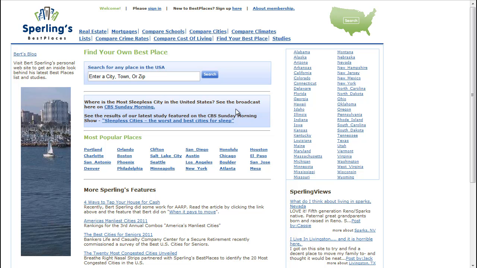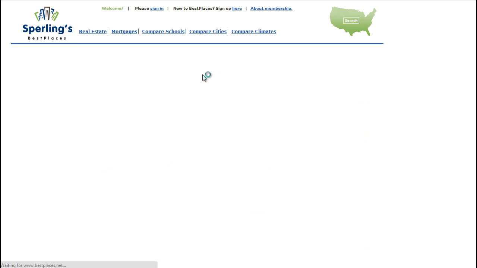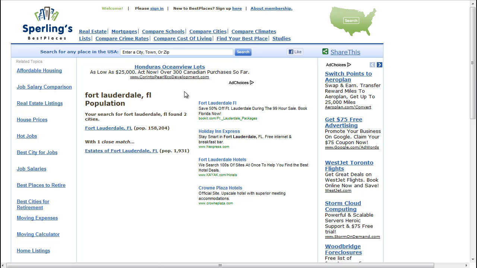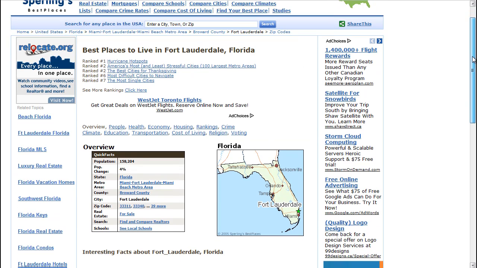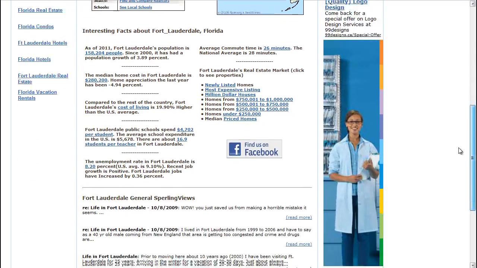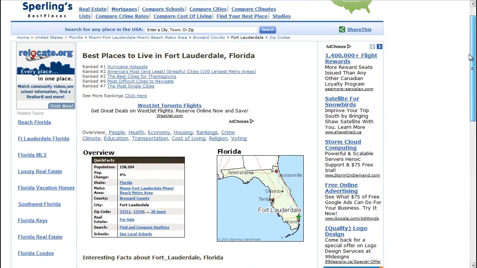So why don't we go through the 7 factors that I showed you and how you can gather that research from bestplaces.net. So let's just go to Fort Lauderdale, Florida, for example. You just enter the city name in that search field, and from there it'll try to find it, and it has found it right here, Fort Lauderdale, Florida. And as you can see on this page, we can get a whole bunch of information about Fort Lauderdale, Florida. There's some rankings up here.